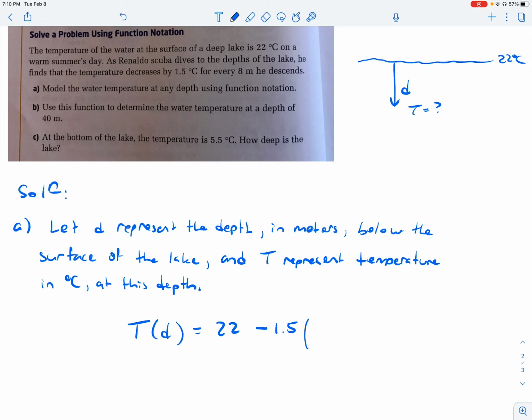So what we could say here is we could put in D over 8. That way, when the depth is 8 meters, this will work out to 1 because we'll have 8 over 8, and the temperature will go down 1.5 degrees.